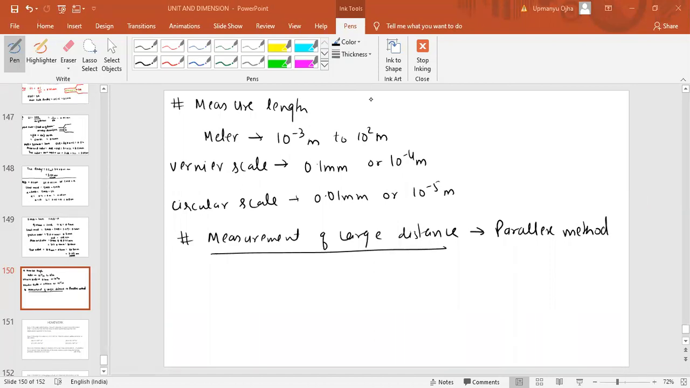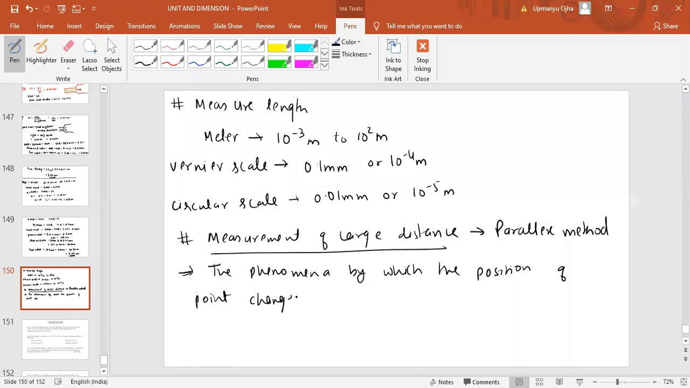Now, what is parallax? Parallax is defined as a phenomenon by which the position of a point changes with respect to the observer. This phenomenon is known as parallax.